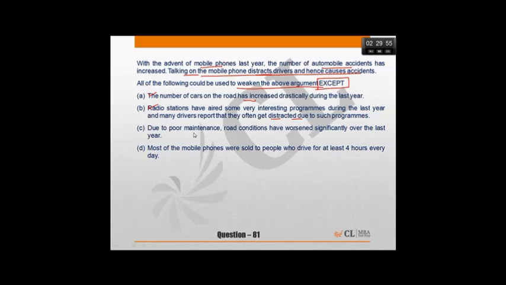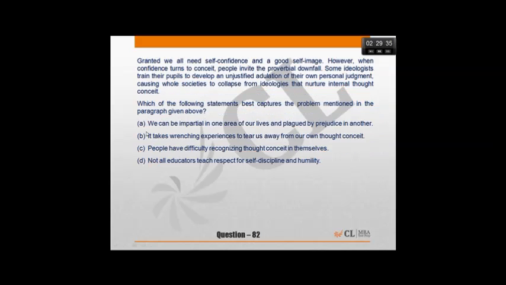Choice C, due to poor maintenance, road conditions have worsened significantly over the last year. This again will weaken the argument. Choice D, most of the mobile phones are sold to people who drive for at least 4 hours every day. So mobile phones are sold to people who drive a lot. Hence, this is not going to weaken the argument. This is going to strengthen the argument. So the answer should be choice D.